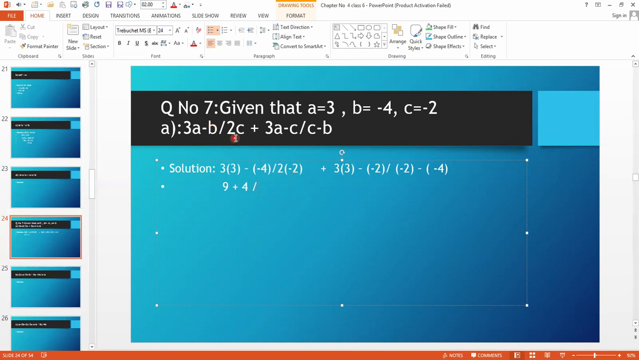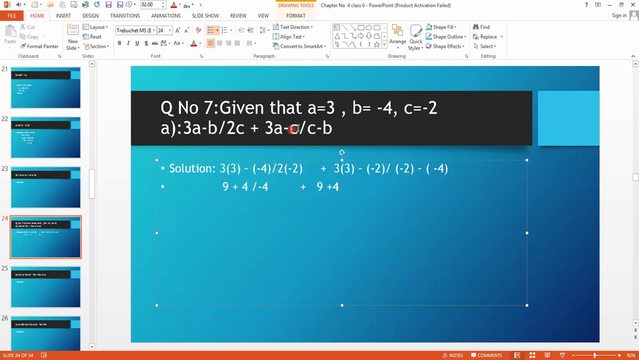this is 2C. What's the value of C? Minus 2. So plus into minus is minus, and 2 twos are 4. This is the denominator, you have to write it here. Now comes this positive sign. Okay. 3 threes are 9. Minus into minus, plus 4.